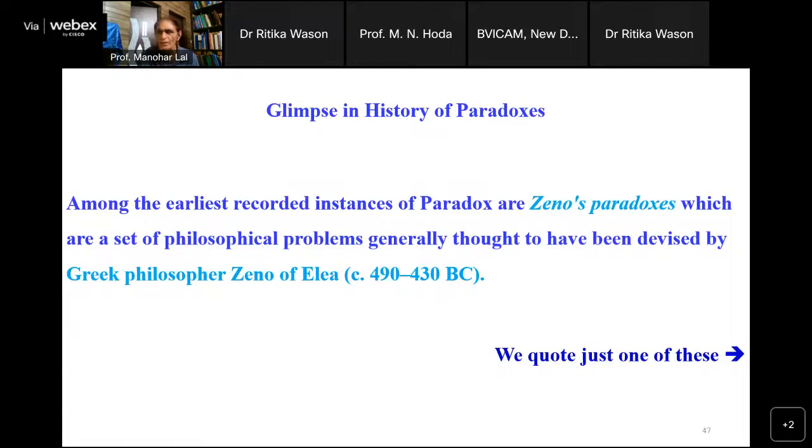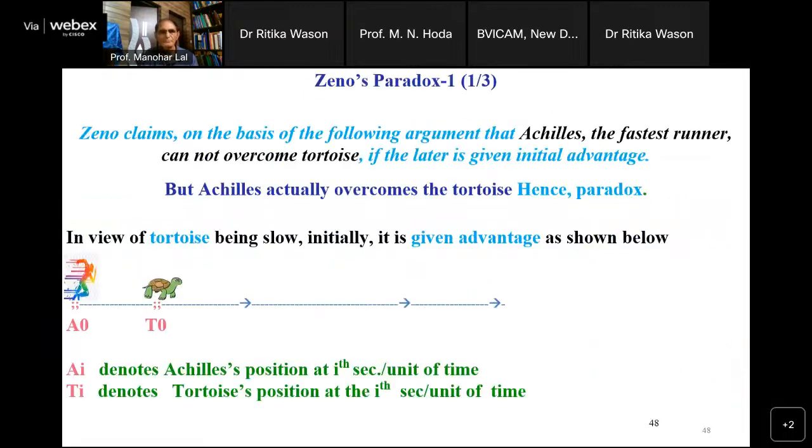The first and most well-known paradox is that of Zeno. Among the earliest recorded instances of paradoxes are Zeno's paradoxes, which are a set of philosophical problems generally thought to have been devised by Greek philosophers. Achilles was the fastest runner of Athens. He was made to run with a tortoise, and because the tortoise moves slowly, the tortoise was given an advantage.